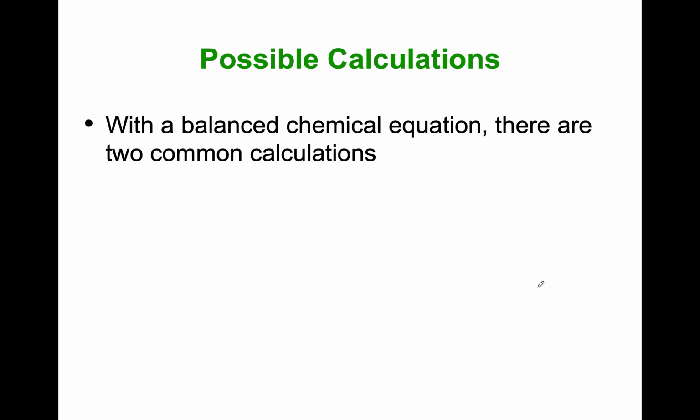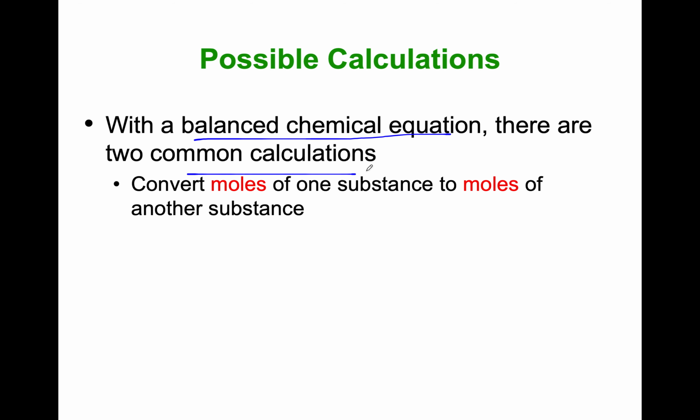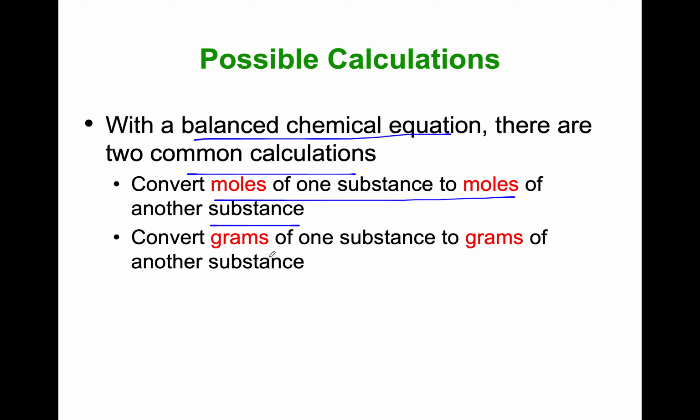All right, so here's what you're going to be doing. Write a balanced chemical equation, and you've got that. Then there are 2 common calculations. Convert moles to moles of something else. Okay, mole ratio, no problem. Or grams to grams of something else. Okay, so again, our grams, moles, that's what we're talking about, the roadmap.